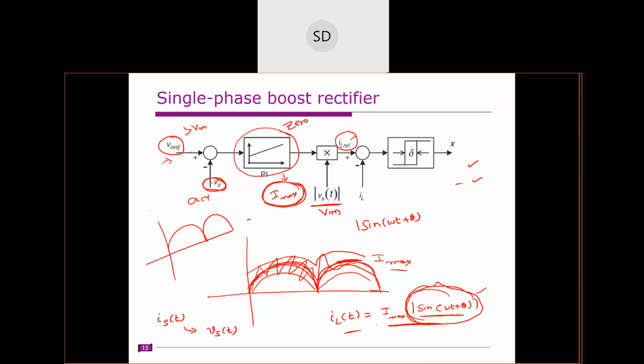The actual inductor current is trying to track this reference signal, which may be in this shape. Clear? So this is the reference current, and obviously the source side current will be sinusoidal. Is that clear? Yes, sir. Thank you, sir.